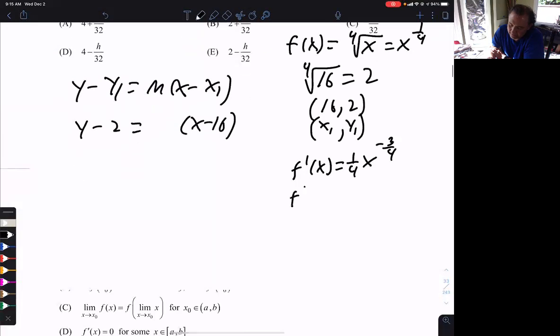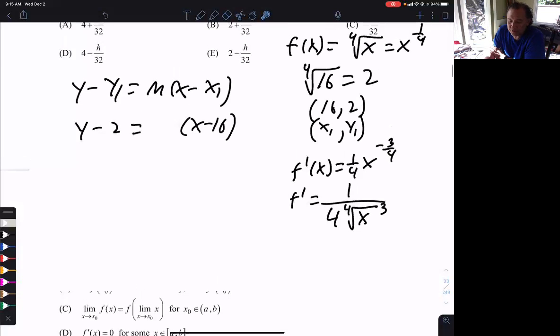And I'm going to rewrite that. The negative here moves that to the bottom. So I have 4x, fourth root cubed. Fourth root cubed. Remember, that's the exponent, that's the root.